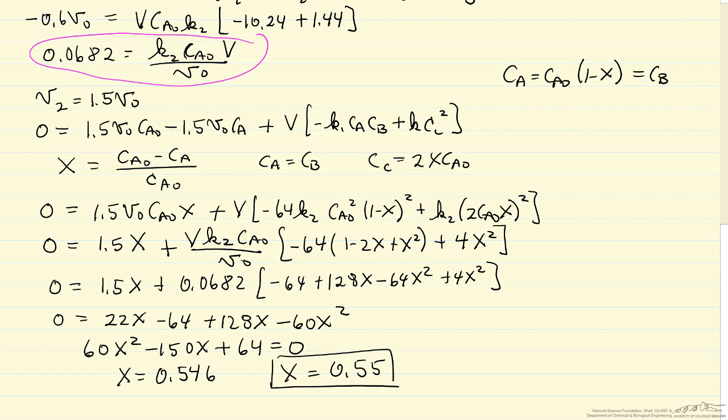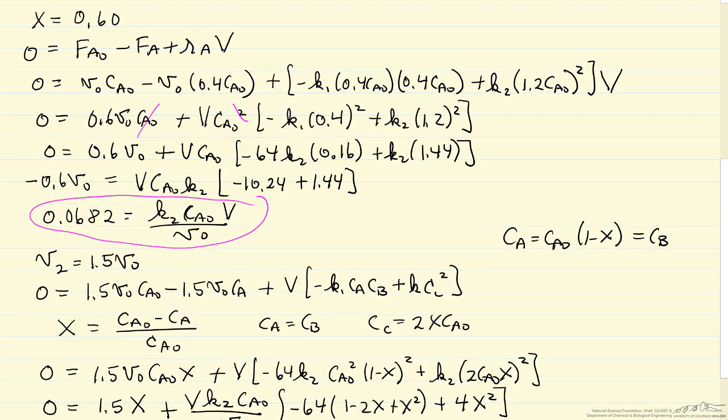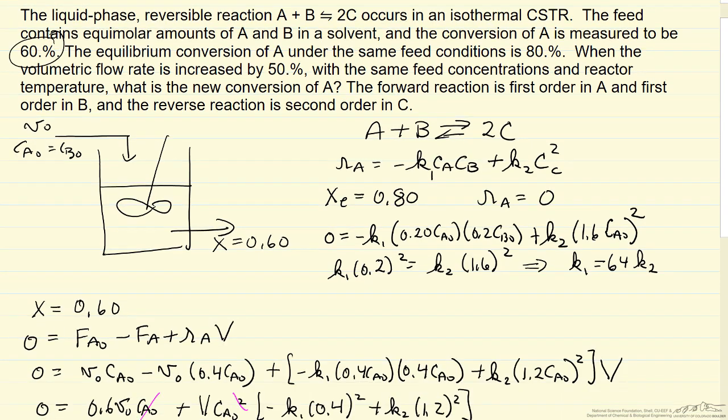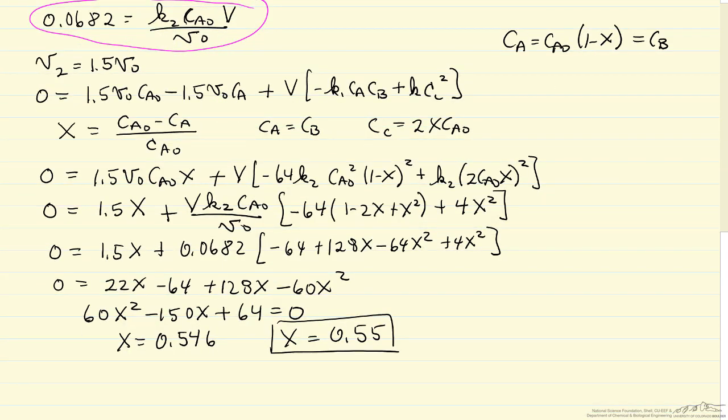Of course, there are two roots to the quadratic equation. The other root is greater than 1, so it's not physically meaningful. And then we can check, because we had a conversion of 60%. We increased the flow rate. We expect the conversion to decrease, and indeed the conversion decreased.